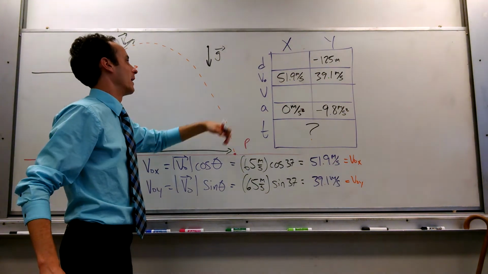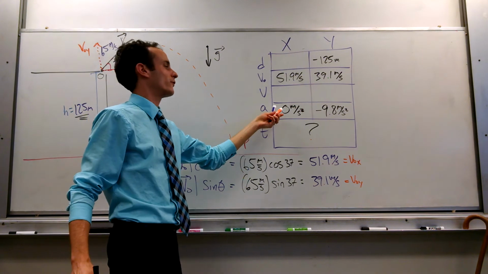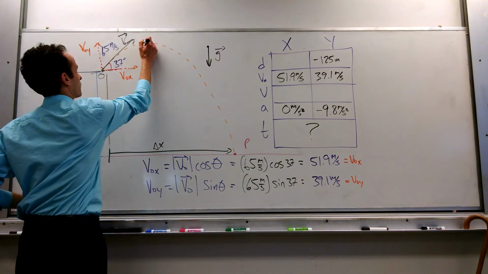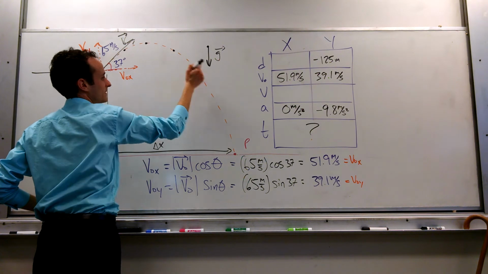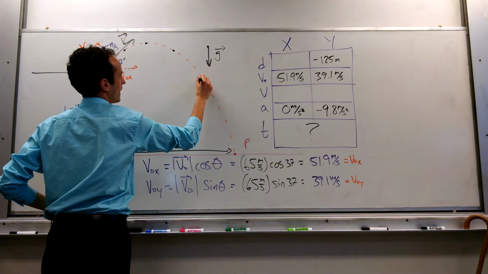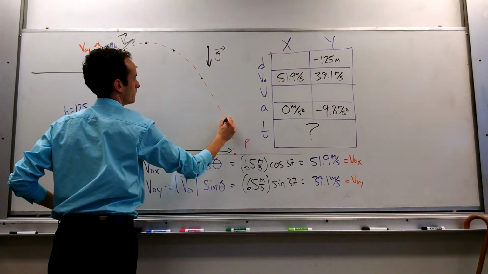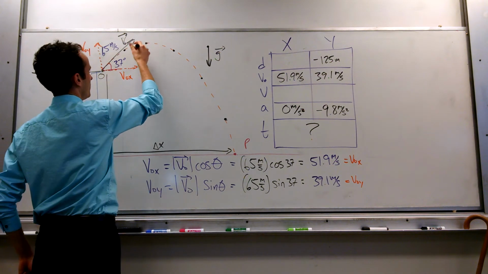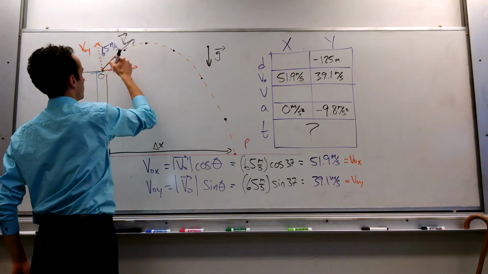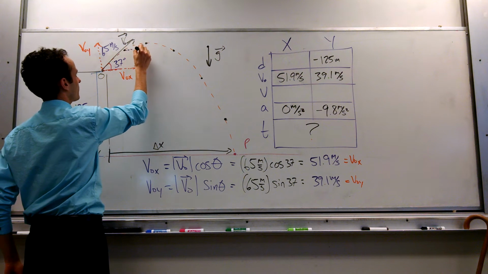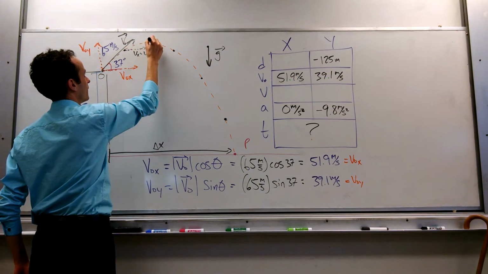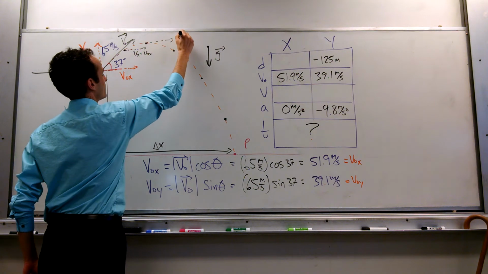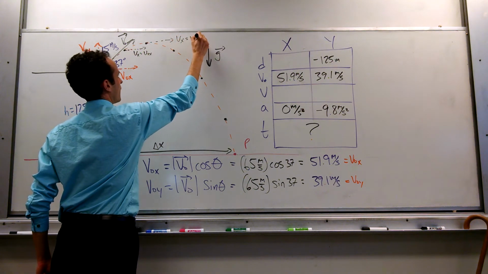Let's point it out right now. We know that the acceleration is 0 at every point along this projectile, in the x direction. So that basically means that the initial velocity here is going to be the same velocity here. Vx is equal to v naught x here. Here it's the same thing. Vx is equal to v naught x.